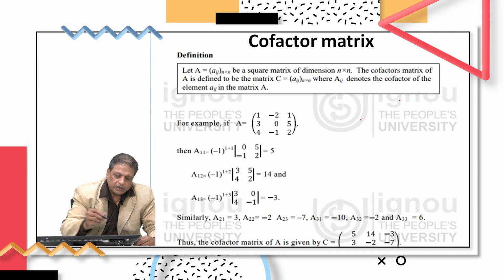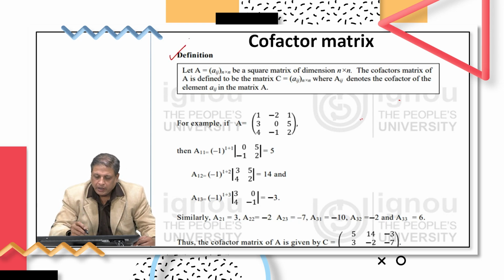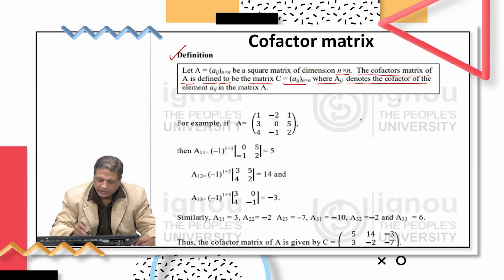Let's formally discuss the definition of the cofactor matrix. Let A equal to [aij] n cross n be a square matrix of dimension n cross n. The cofactor matrix of A is defined to be a matrix C equal to [cij] n cross n, where cij denotes the cofactors of the elements aij in the matrix. So nothing is to be worried about. You simply need to calculate the cofactors and put the values into the matrix itself, and you will get the cofactor matrix. Let's understand with the help of an example.